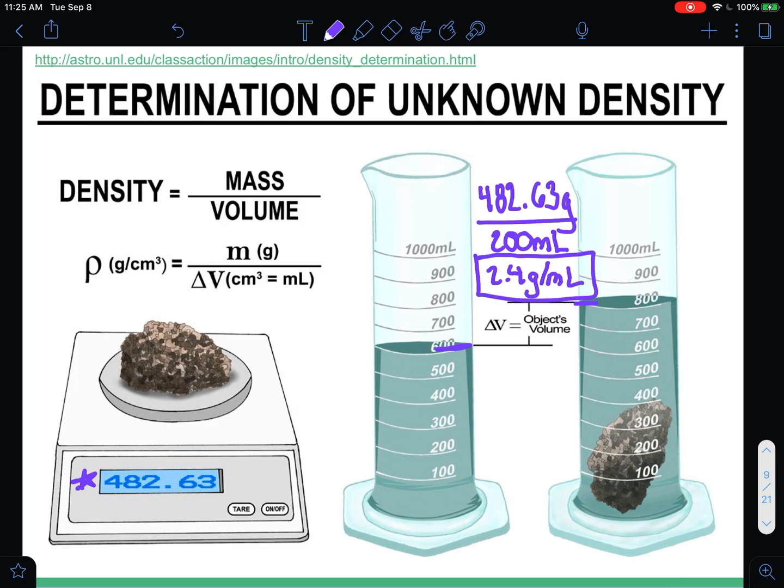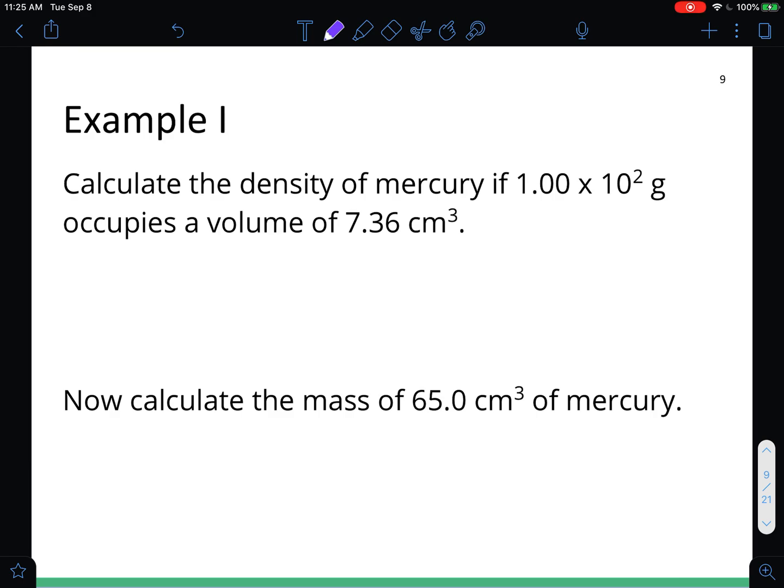All right, let's have you guys get some practice. Calculate the density of mercury if 1.00 times 10 to the second grams occupies a volume of 7.36 centimeters cubed. So, complete this one first. And once you have the density, then use that density to calculate the mass of this volume of mercury.